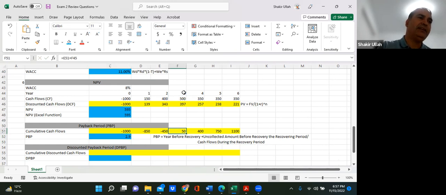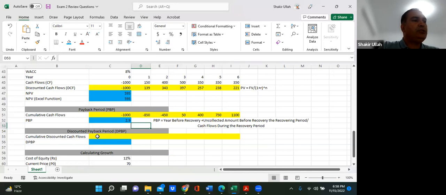In the third year, you can see we just had $50 of positive cash flow. That means we just got that towards the end of the year. Okay. Now, if it is asking you to find the discounted payback period, here it is, discounted payback period.